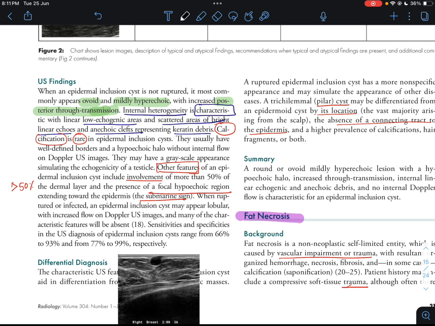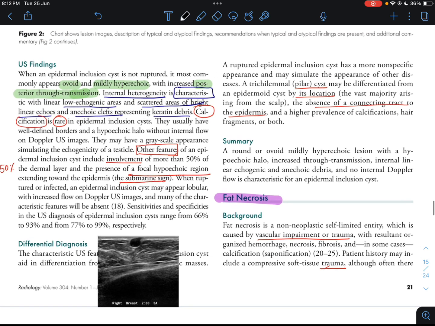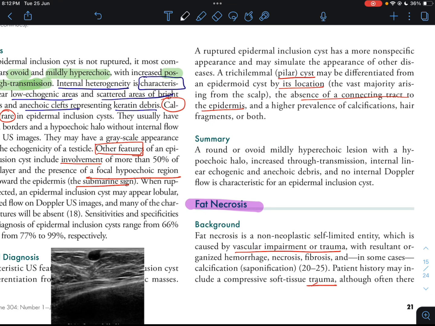As we see here, there's a focal hypoechoic region which is extending into the epidermis, that is known as submarine sign. This is seen in epidermal inclusion cyst, and this is one of the characteristics. And when this gets infected or ruptured, it will appear more lobular, and there will be increased flow on color Doppler. Usually the differential for this is a pilar cyst or a trichilemmal cyst, and this can be differentiated by its location and the absence of a connecting tract to the epidermis, that is the submarine sign will be absent.